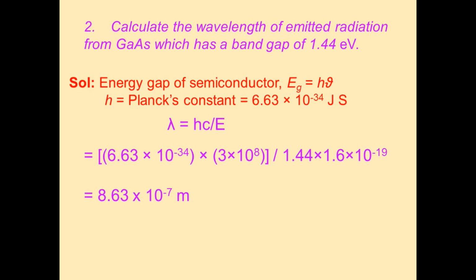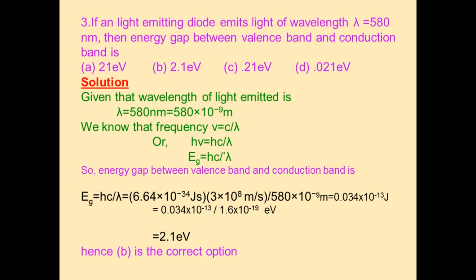Next problem, if a light emitting diode emits light of wavelength 580 nanometer, then energy gap between valence band and conduction band is. Wavelength is given in nanometer. Nano means 10 power minus 9. Answer is given in electron volt. Lambda equal to 580 nanometer, 580 into 10 power minus 9 meter.